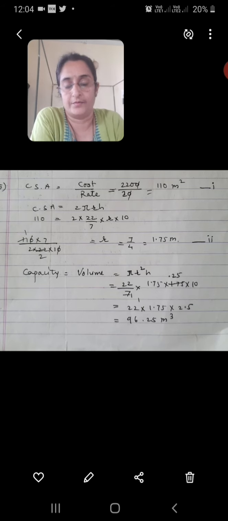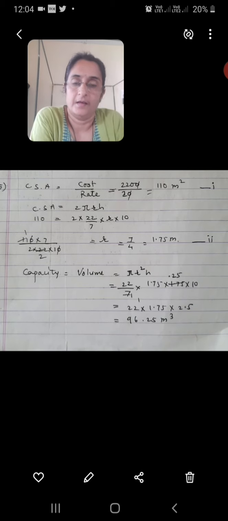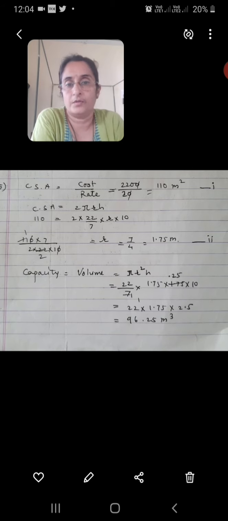In the next 4 exercises of this lesson, we are going to find the volume of different types of solid figures. Volume is the space occupied by a solid figure. Now to find the volume of a cube, we are going to use the formula A into A into A, that is A cube, side into side into side. To find the volume of a cuboid, we are going to use L into B into H. Using these formulas, we are going to solve a few sums from this exercise.